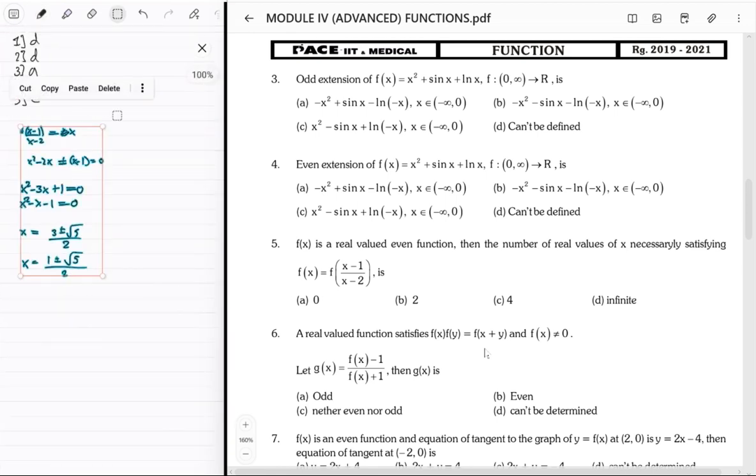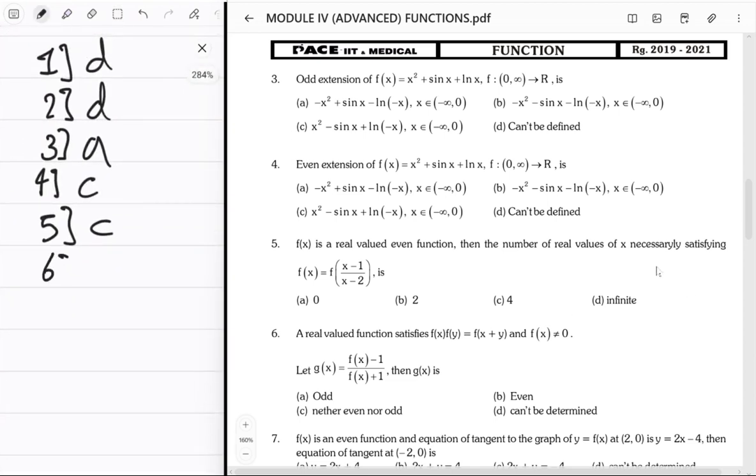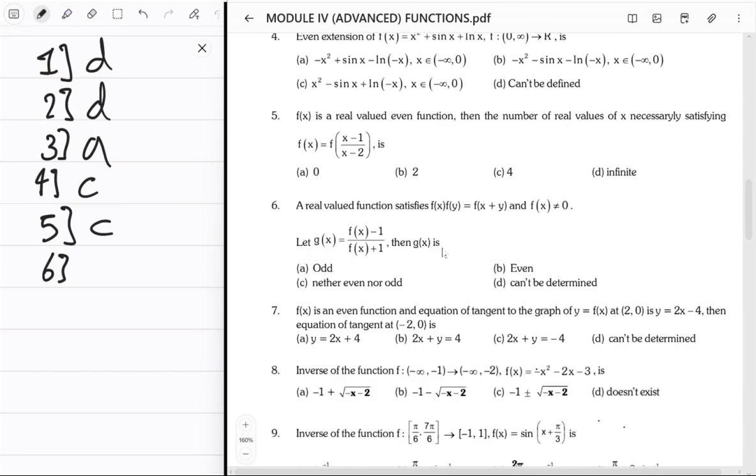Sixth. If there was not this word necessarily, then this would not be solvable, but there is this thing. A real valued function satisfies this equation. There is one way that I know to do this: you could apply natural log on both sides. But what if it's not positive? That would be problematic, isn't it? How do we know if f of x is positive or not?